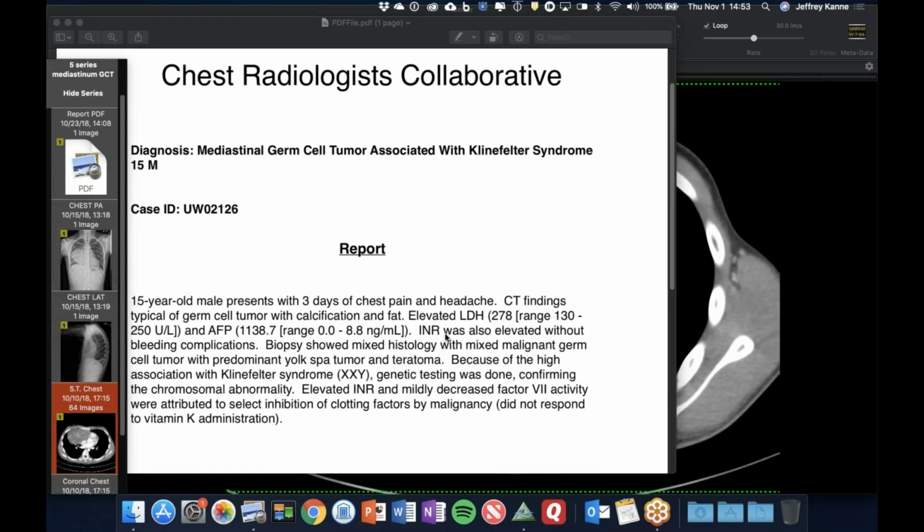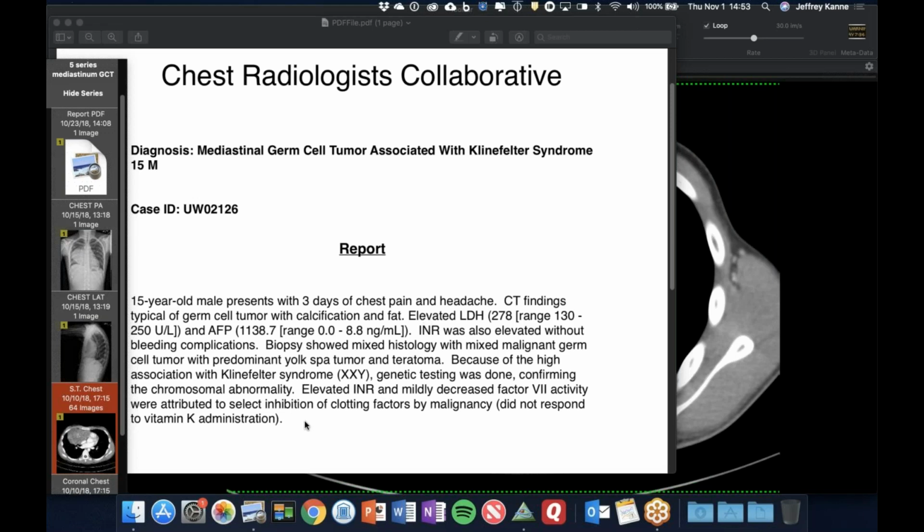And this was interesting. His INR was elevated, isolated, and the biopsy showed a mixed histology. So they saw some yolk sac tumor and a teratoma. It turns out these mixed tumors in children, boys in particular, or males, are associated with Klinefelter syndrome, which I was unaware of at the time. They sent off some genetic testing, which confirmed that he did have Klinefelter syndrome. So it was not diagnosed by the age of 15.